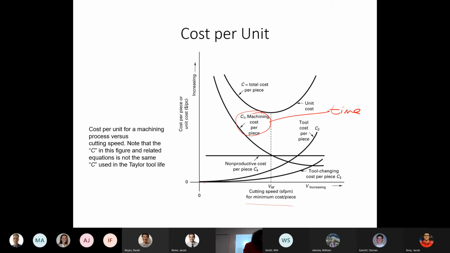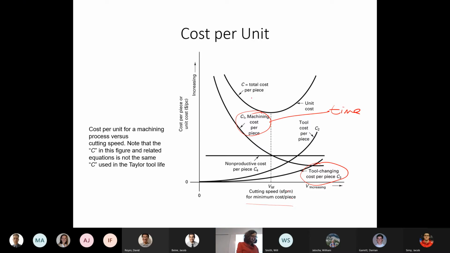However, if we look at our tool cost per piece, that goes up as our speed increases, because speed is related to tool life. There's also a cost for the tool that we might not think about, and that is the downtime for the tool changing. So our total tool cost, and the time associated with tool changing, goes up as the speed goes up. So there is an optimal speed that minimizes the cost per piece.